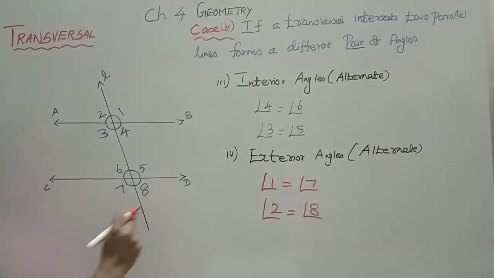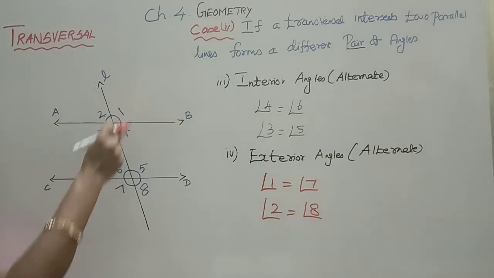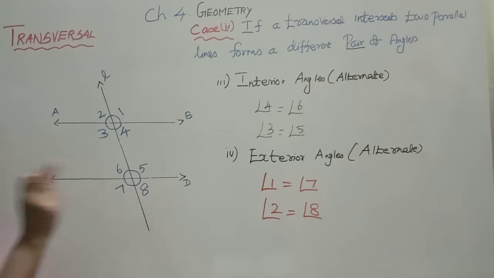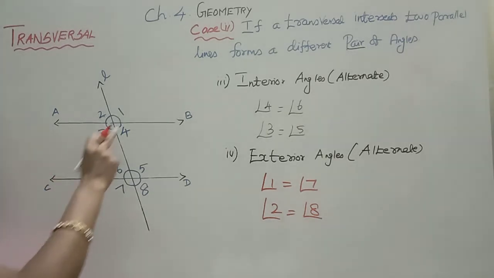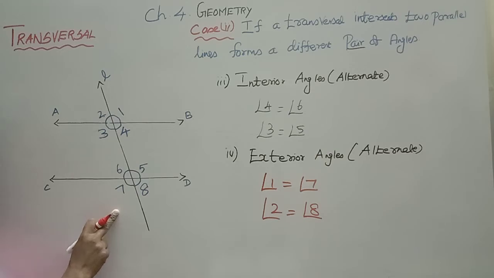Angle 2 equals angle 8, and angle 1 equals angle 7. They are equal in value. Let us suppose angle 1 measures 110 degrees. What will be the value of angle 7? 110 degrees. Okay, understand? So these are equal in value.